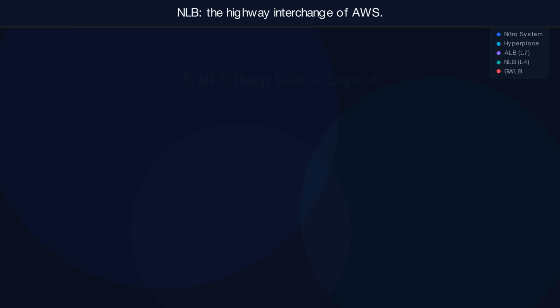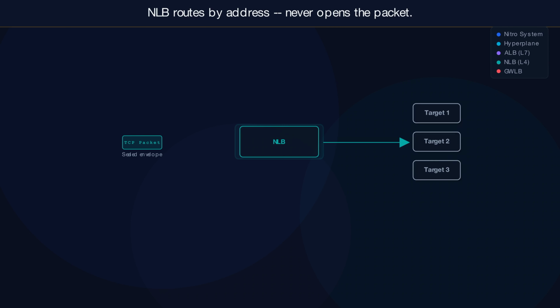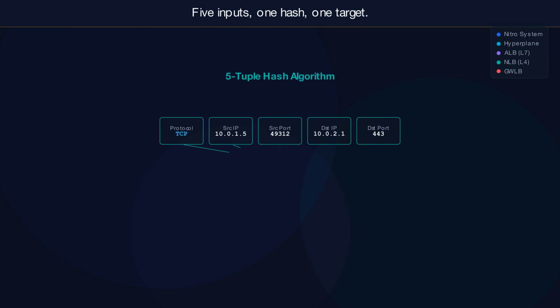The network load balancer is the crown jewel of Hyperplane. Unlike ALB, which uses proxy instances, NLB works at layer 4. Think of it like a highway interchange. It doesn't read your mail, it just routes your car to the right exit based on the license plate. Ultra fast, because it never opens the packet.